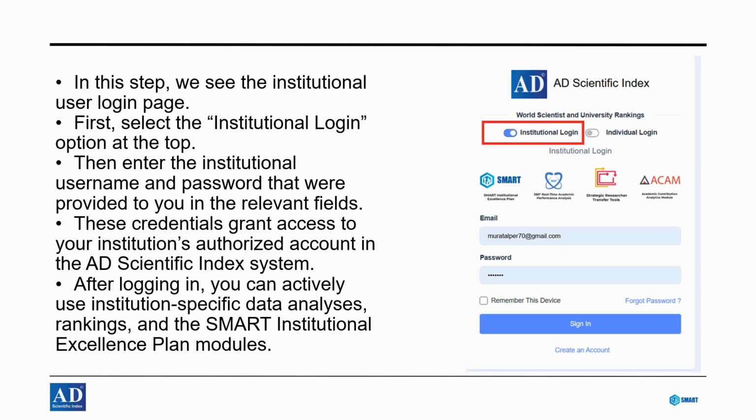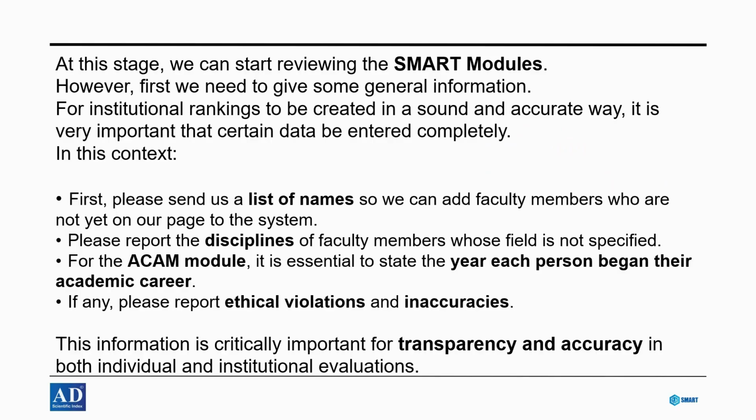In this step, we're looking at the Institutional User Login page. To begin, select the Institutional Login option at the top. Then, enter your institutional username and password provided to you. These credentials give you access to your institution's authorized AD Scientific Index account. Once logged in, you can access institution-specific analyses, rankings, and make full use of the Smart Institutional Excellence Plan modules. At this stage, we're ready to begin exploring the SMART modules.